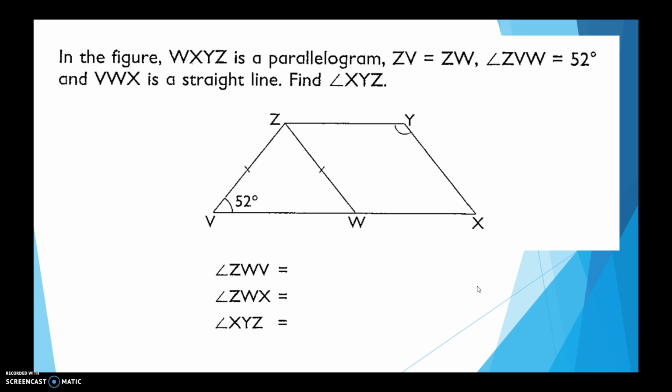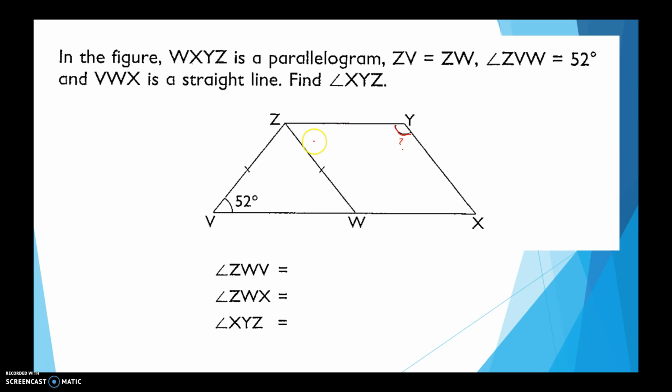So let's get started. The first one on your notes says, in this figure, WXYZ is a parallelogram, ZV equals ZW, angle ZVW is 52 degrees, and VWX is a straight line. And we want to find angle XYZ, so that's this guy right here. Let's start at the top of that description and just start marking what we know.